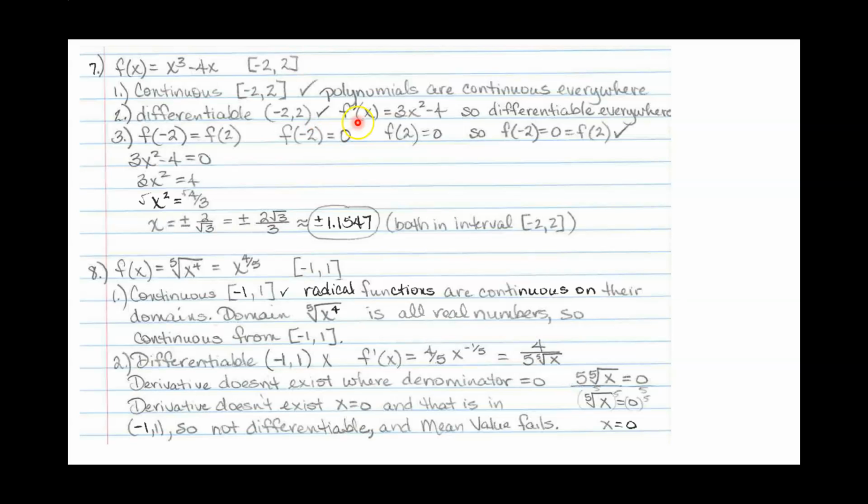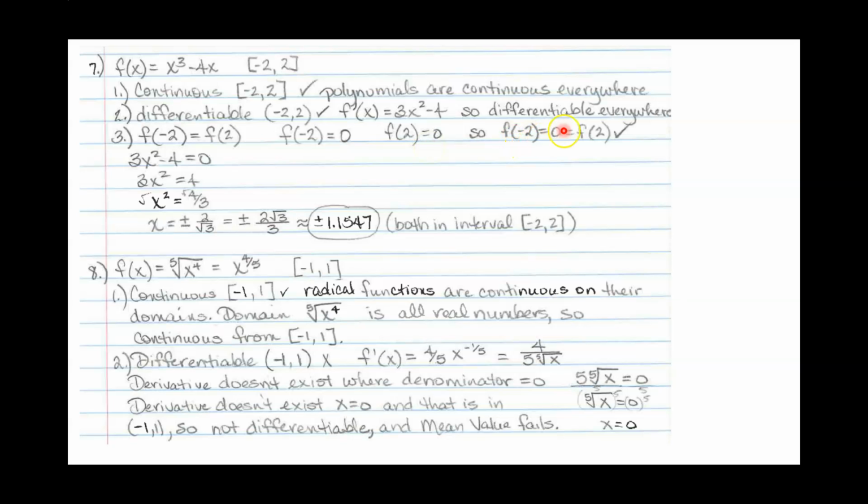I also could actually take the derivative and look at its domain and see that it is going to exist everywhere. So that derivative exists everywhere, so it's differentiable everywhere. So then the last thing is that f of a has to equal f of b. So we're going to take a, negative 2, and plug it into the function. So if I plug negative 2 into this function, I get 0. And then I'm going to take positive 2 and plug it into the function. So when I plug in positive 2, I also get 0.